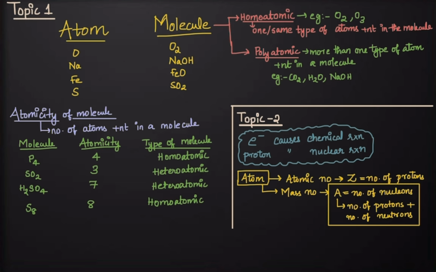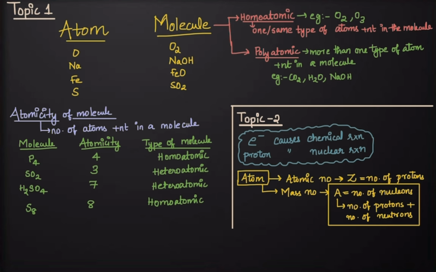In the case of an atom, atomic number is equal to Z. Atomic number means number of protons. What is atomic number? Atomic number means number of protons, and mass number means number of nucleons. Mass number is represented by A, and it is equal to the number of nucleons. Number of nucleons means number of protons plus number of neutrons.